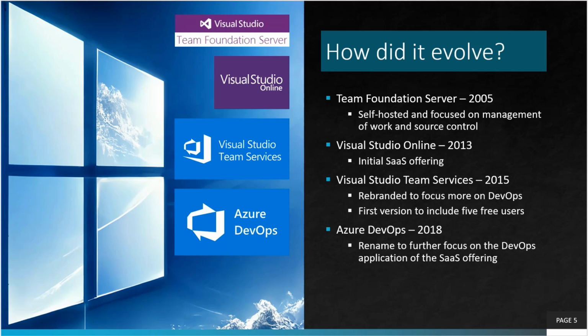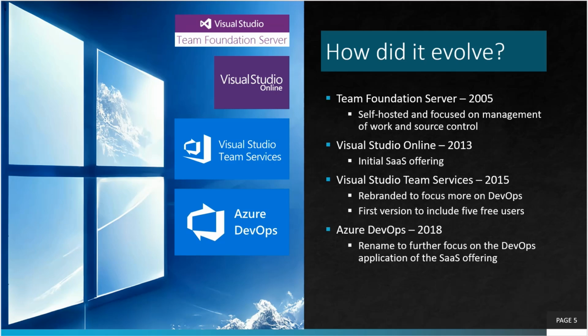Then two years later, in 2015, they rebranded it again to Visual Studio Team Services, and that was because they were starting to focus more on DevOps, not only on the source code management and things like that. It was starting to become more of a platform for you to do DevOps all the way. And it was the first version that included free users. So they would give you 5 free users for you to try it.